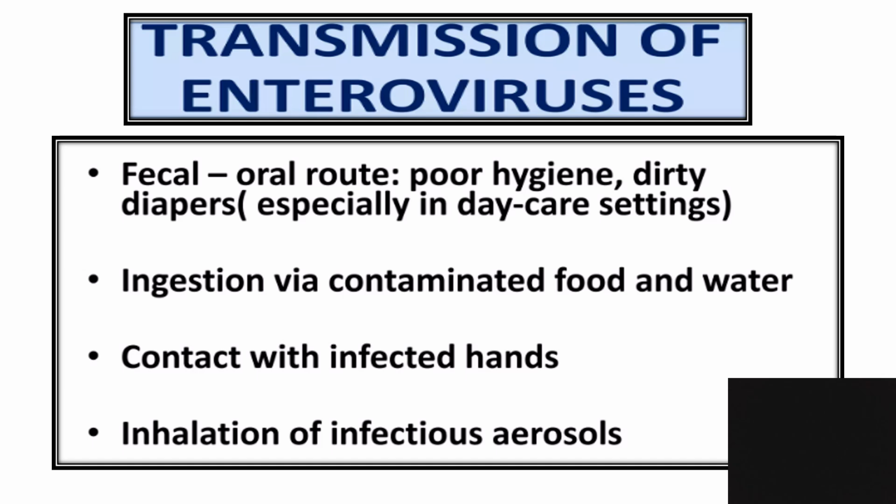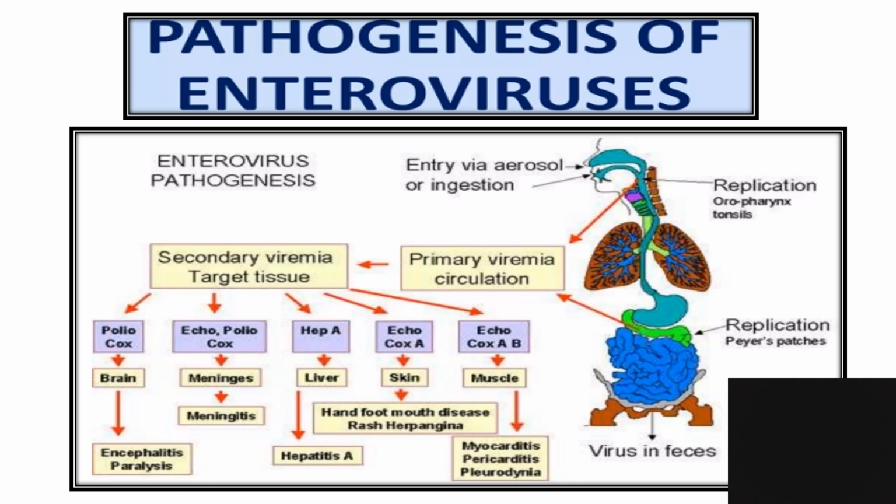Their transmission is through the fecal route, that means oral route, poor hygiene, dirty diapers during childhood, ingestion of contaminated food and water, contact with infected hands, and inhalation of infectious aerosols. Okay. Pathogenesis of enteroviruses: these are the various routes through which the infection comes into our system. The intestine is affected. This is the pathogenic pathway by which the virus comes inside our body, and then it is eliminated and transmitted.